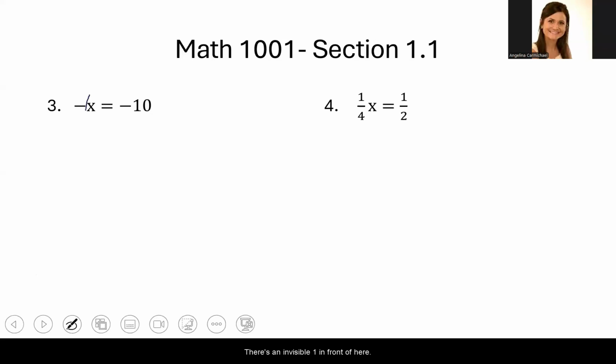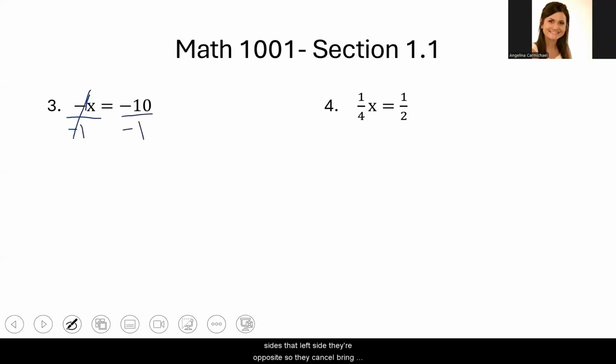There's an invisible 1 in front of it. So when you have a number and a variable next to each other, they are glued together by multiplication. So to get rid of it, we need to do the opposite. So what's the opposite of multiplication? Division. So I'm going to divide by negative 1 on both sides.